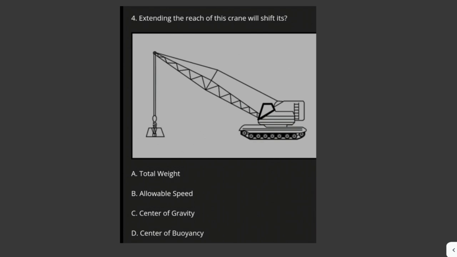Extending the reach of this crane will shift its total weight, allowable speed, center of gravity, or center of buoyancy. The answer here is center of gravity.